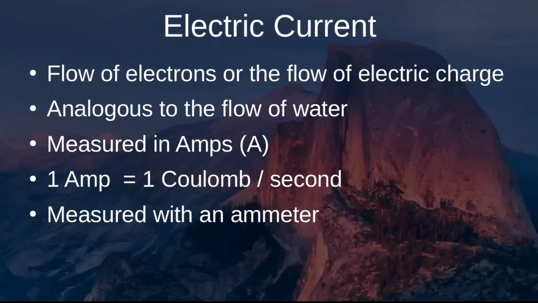If we remember from our previous lecture, electric current can be defined as the flow of electrons. And as we discovered, electrons have charge. So electric current can also be defined as the flow of electric charge. It's analogous to the flow of water. Current is measured in amps, and 1 amp equals 1 coulomb per second. So that's 1 unit of charge per second. And of course, current is measured with a device called an ammeter.